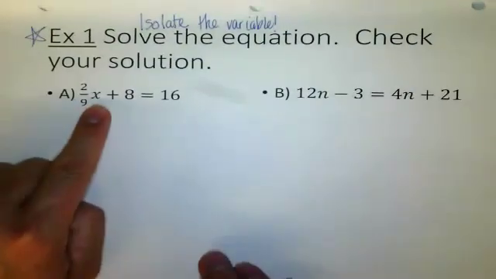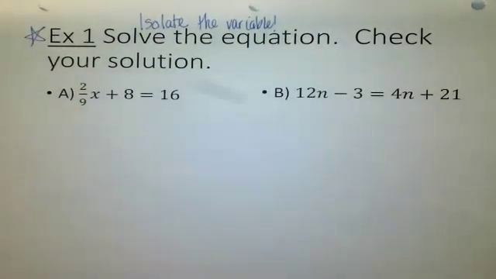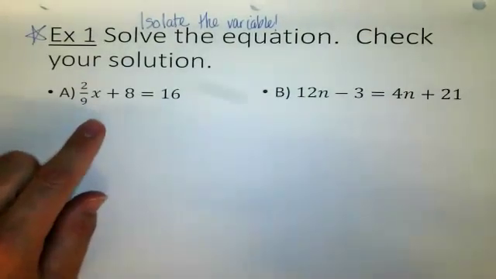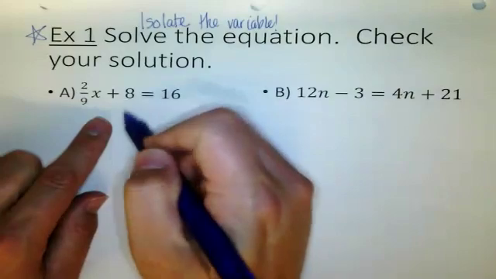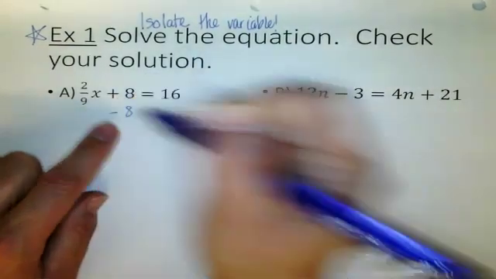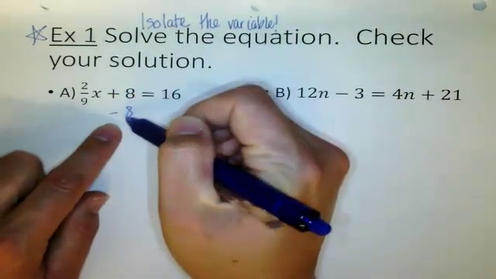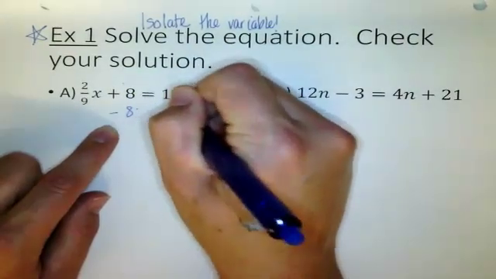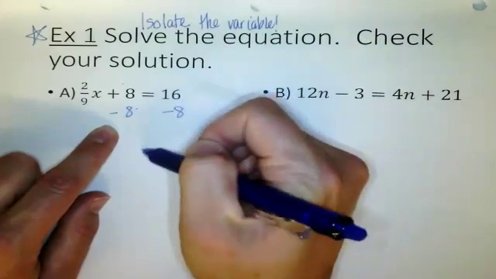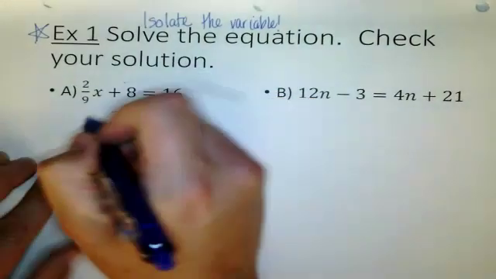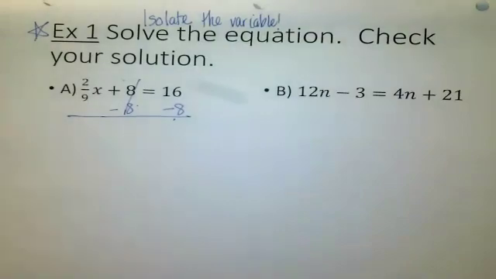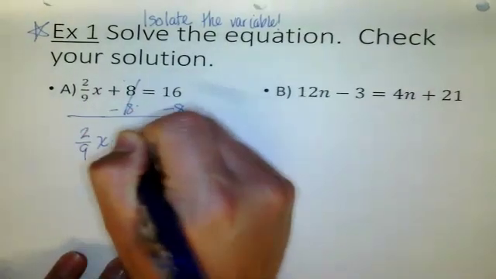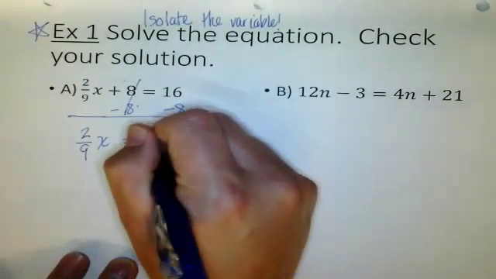And the way we want to do that is starting using addition and subtraction. So is there anything that's on the same side that we can move away? The 8. So how are we going to move the 8? Subtract. That would be the inverse operation. You can see that it's a positive 8. The inverse operation is negative 8. And of course, whatever I do on the left side of the equals, I have to also do on the right. Additive inverse adds to be 0. We're left with 2/9 x is equal to 8.